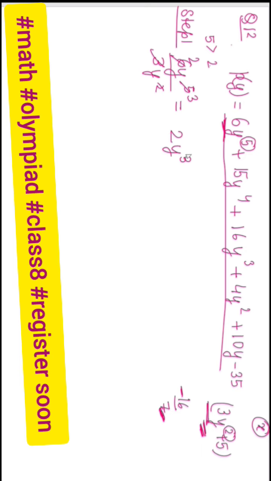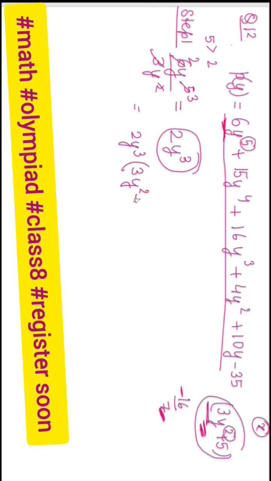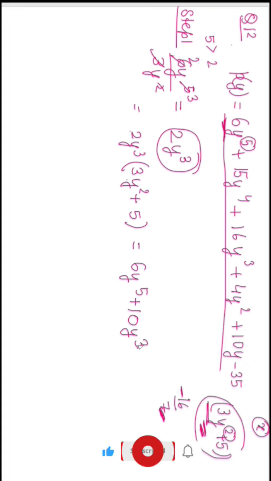2y cube. Okay, so I will say this one should be multiplied by this. So what will I get? 2y cube multiplied by 3y square plus 5. Tell me what I will get? 2y cube into 3y square, that is 6y5 plus 10y cube. Okay, now this thing I get.